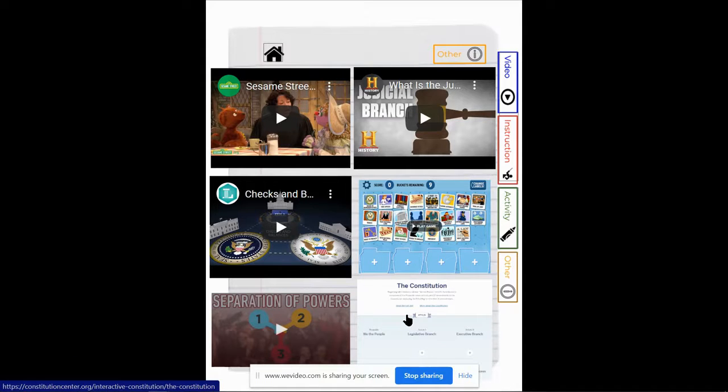And then again, you have seen these before, Brain Pop, activity page, Constitution will take, these both will take you to the constitution.org website. So it's an external website.